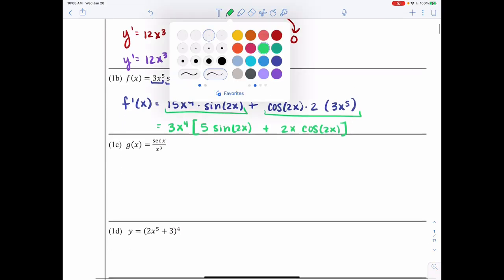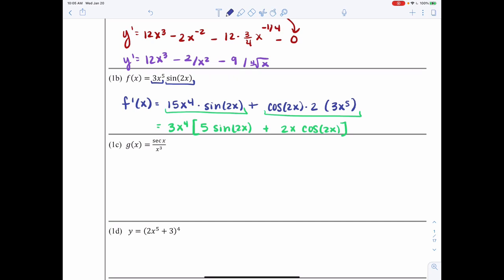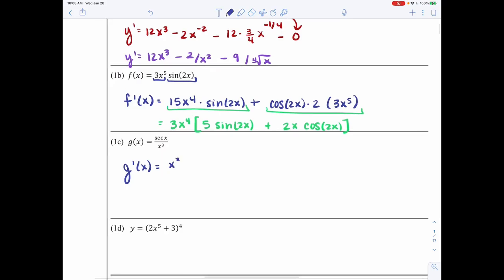For 1c, you guys are going to be executing a quotient rule. So let's see if we remember our quotient rule. Go ahead and press pause and do some quotient rule. We're gonna go low, leave it alone. Derivative of high, secant x, tangent x minus high. Derivative of low, 3x squared, draw the line and square the low.